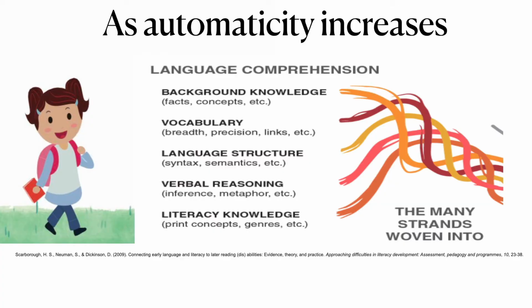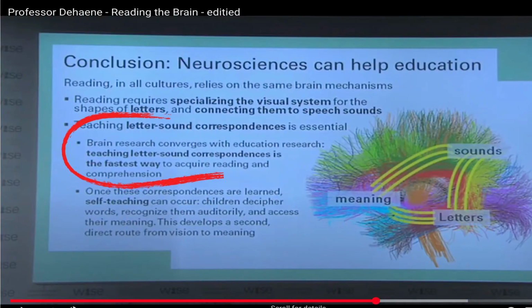So, does the brain research person say this too? Yes, he actually does. Here's another one of his slides. And he says this, that what's circled in the red. He says, brain research converges with educational research here. Teaching letter sound correspondences is the fastest way to acquiring reading and comprehension.